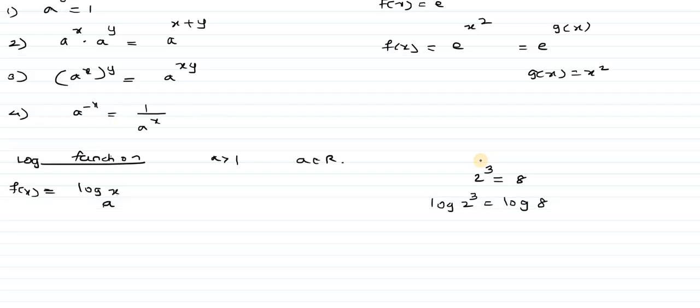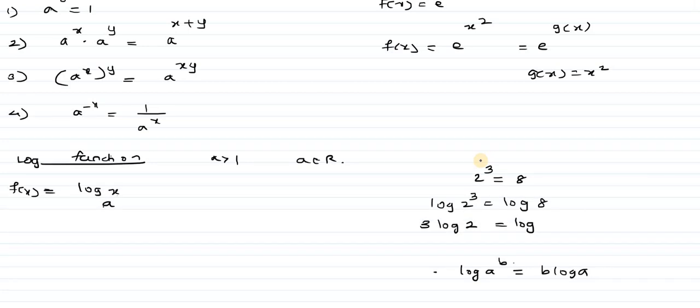Okay, there is one property of logarithms, that is log a to the power b is what? B log a. The power can be brought to the front. So using that, if I do it, it is 3 log 2, which will be equal to log 8 only.